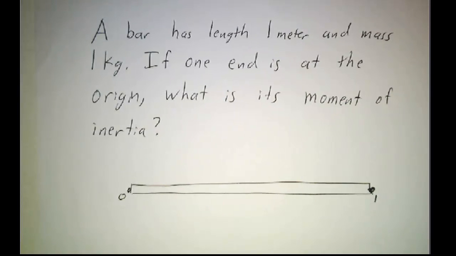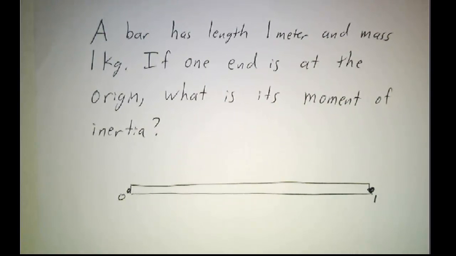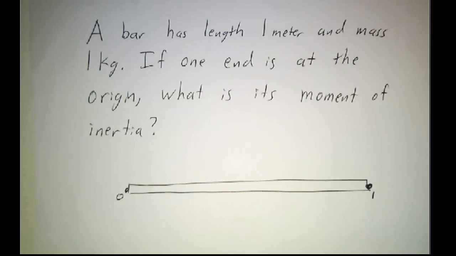So, suppose we have a bar, which has a length of 1 meter and a mass of 1 kilogram, and we're going to think of it as a thin bar. We don't worry about the y and z coordinates, just the x coordinate. And it's a uniform bar. It's not any heavier at one end or the other end. It's a long bar, and we want to ask what's its moment of inertia. How hard is it to spin this bar around the origin?